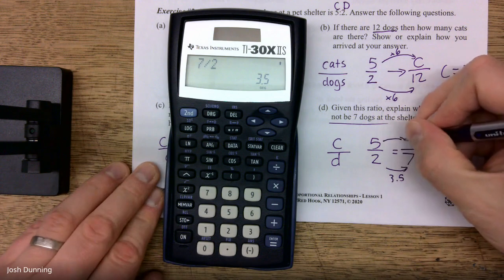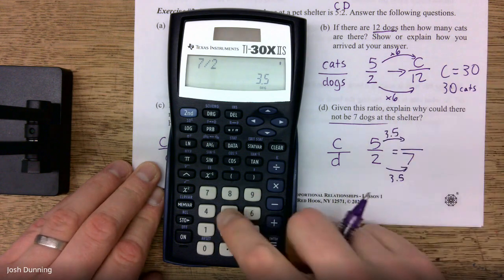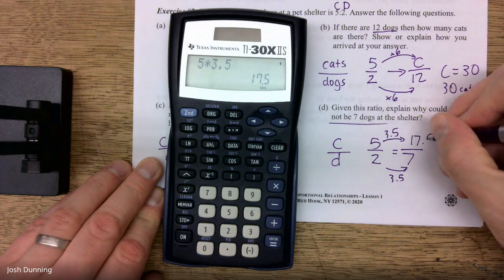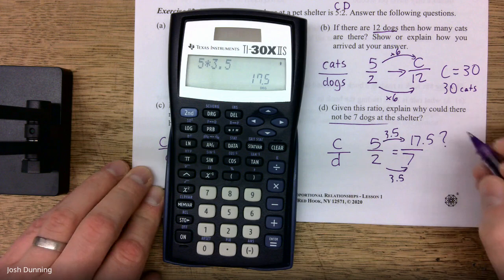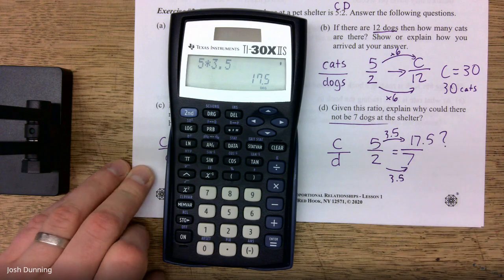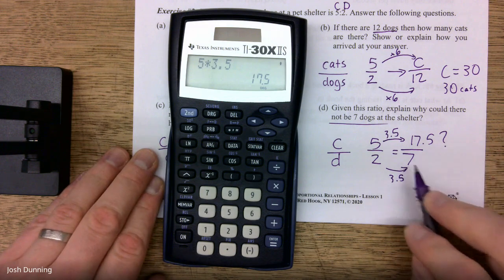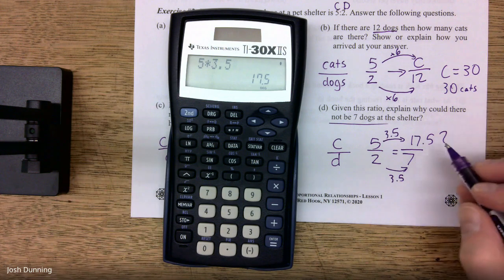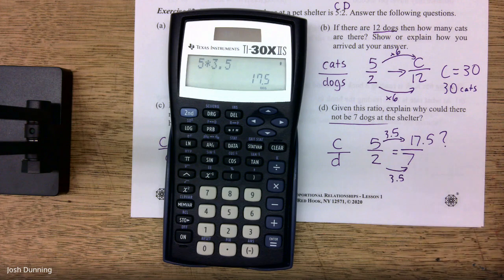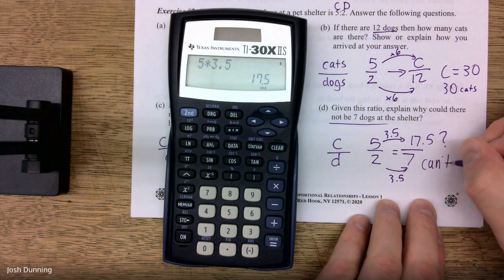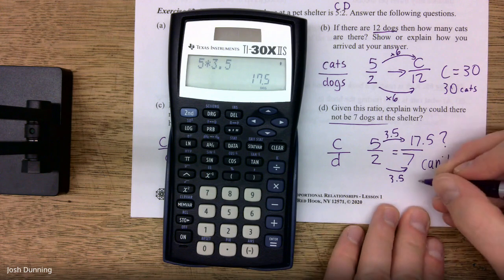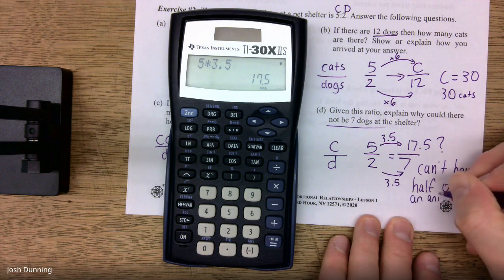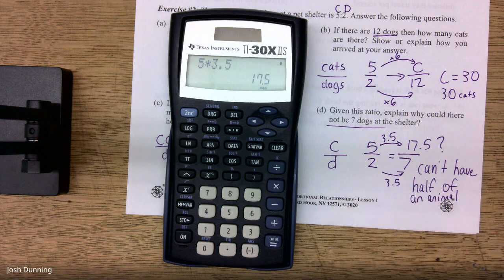Well, let's check it out. Multiply 5 by 3.5. 17.5. Ooh, that's a problem there. I wrote that question mark this time because that's a problem. We couldn't have 7 dogs in this ratio because if there were 7 dogs, there'd have to be 17 and a half cats. Can't have half of an animal. That wouldn't work.